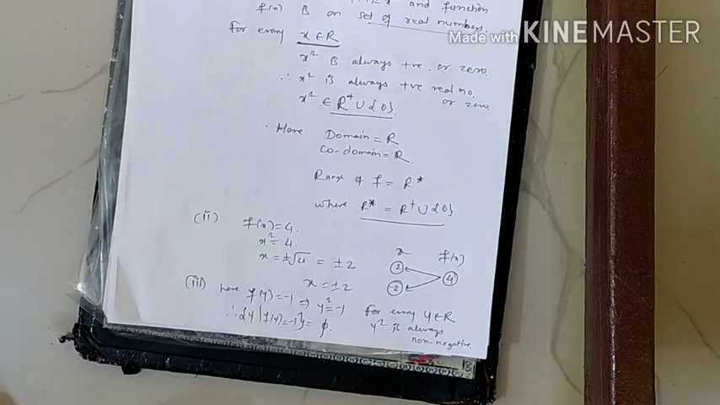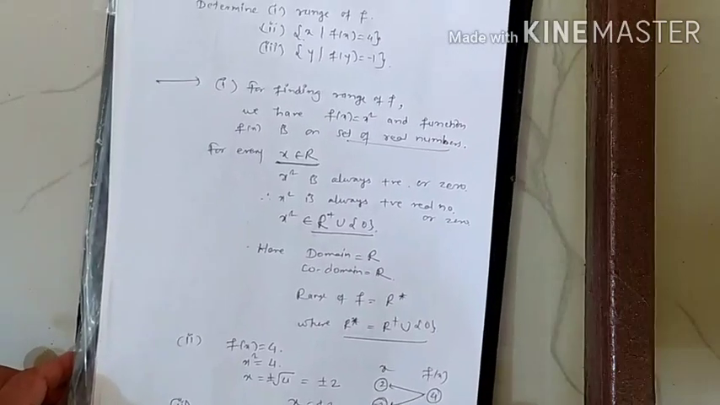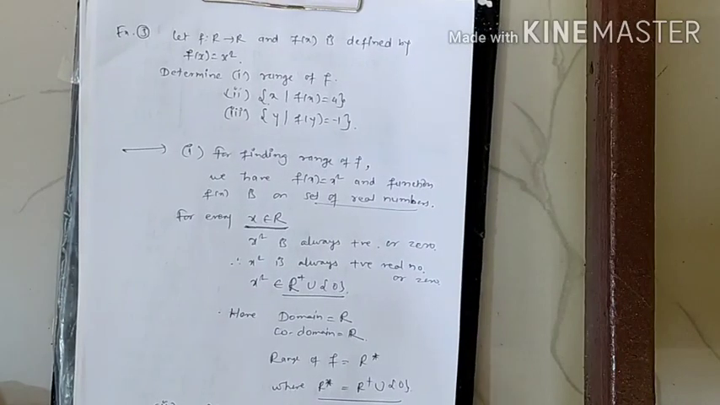So in this way, function definition we discussed yesterday, and today 3 examples we have seen. In this we have found the range and the images of the given elements. Getting? So the next part we will discuss in the next session. Okay, thank you.